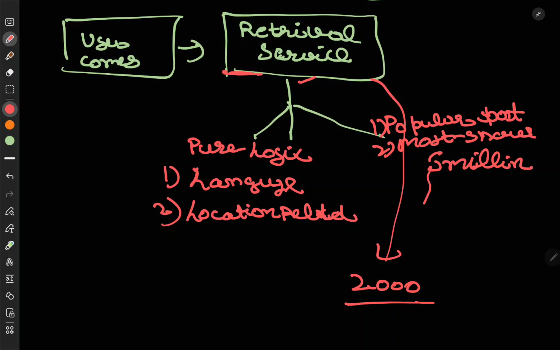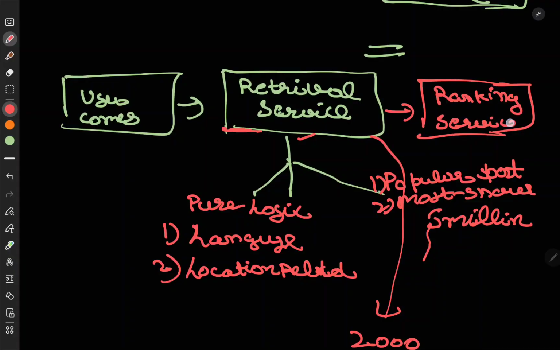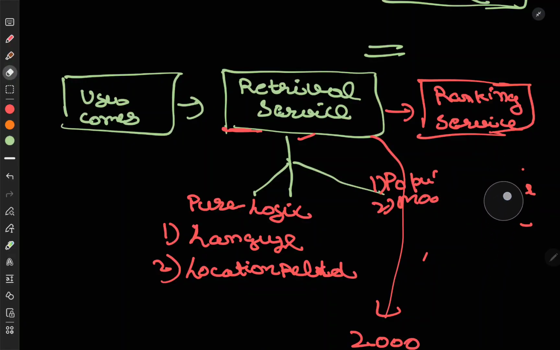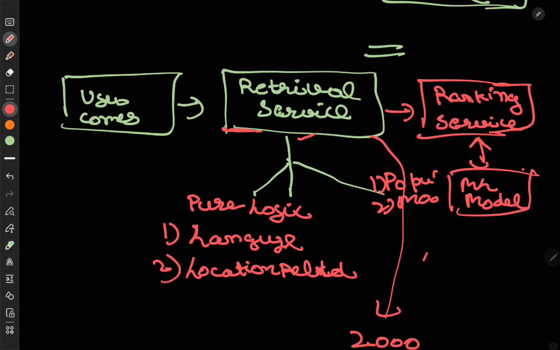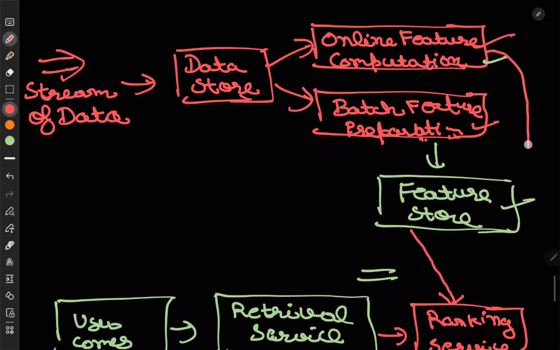And once this is done, it goes to something like a ranking service. Okay, this is where our model comes in. See, this ranking service is nothing but your ML model which we train. Now this ranking service will have two things with it. One is your feature store, and the second thing will be your online feature computation.